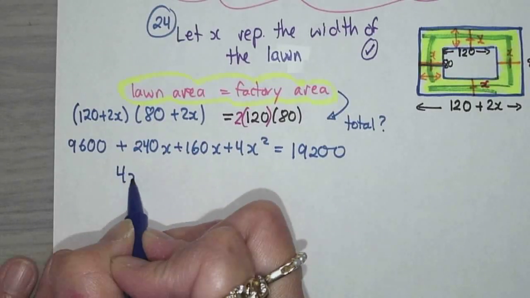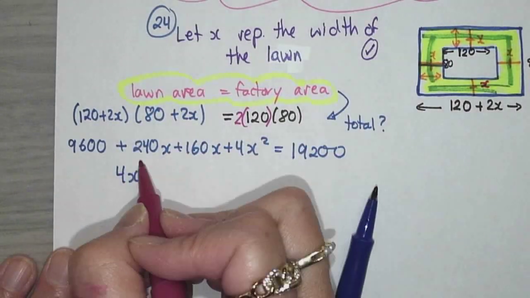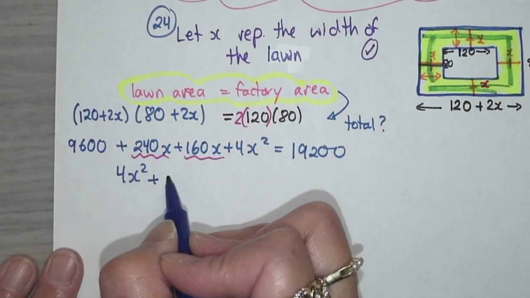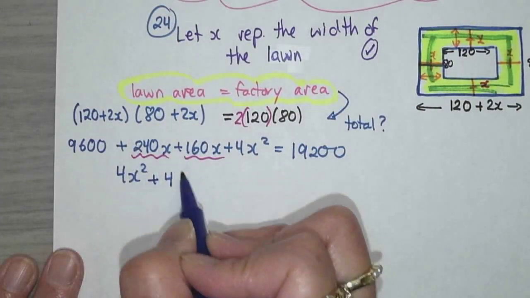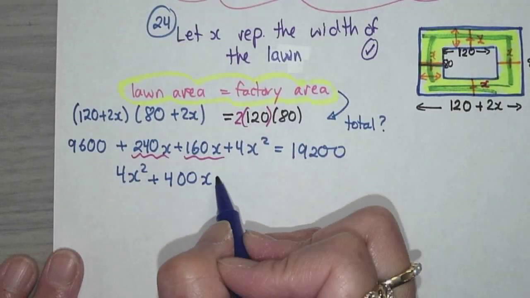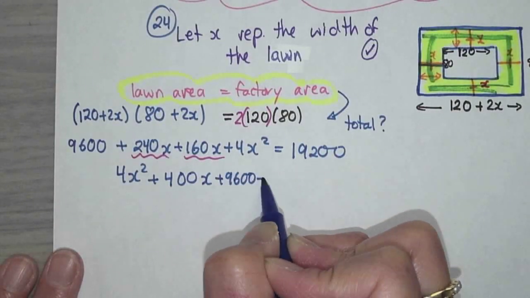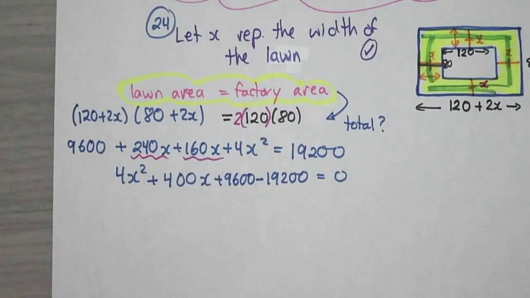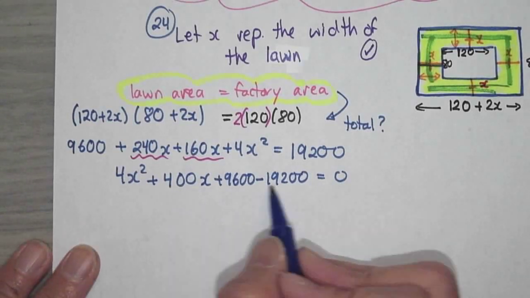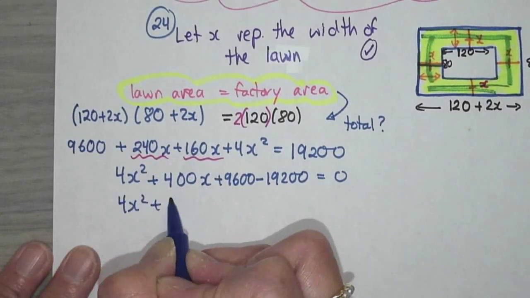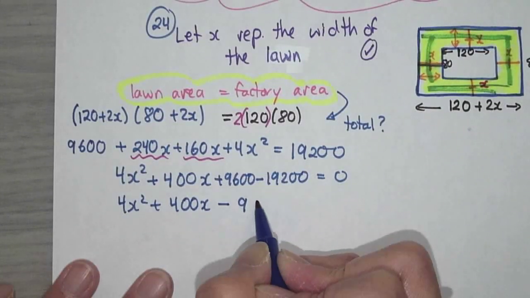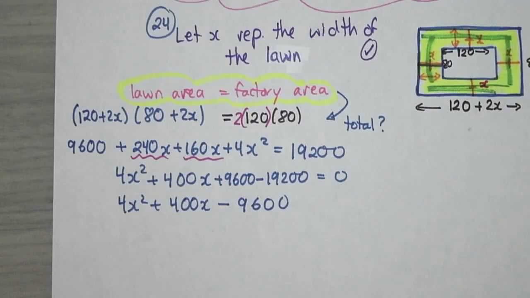Bring it all to one side, I get 4x squared. We're going to gather up the like terms. Plus 240x plus 160x, so 400x. And this is 9600 minus 19200. That's just double, so it'll be 4x squared plus 400x, and this will be negative 9600.